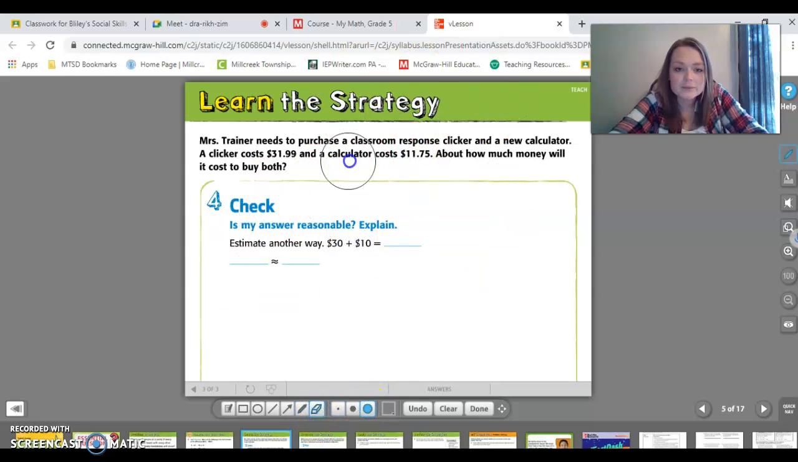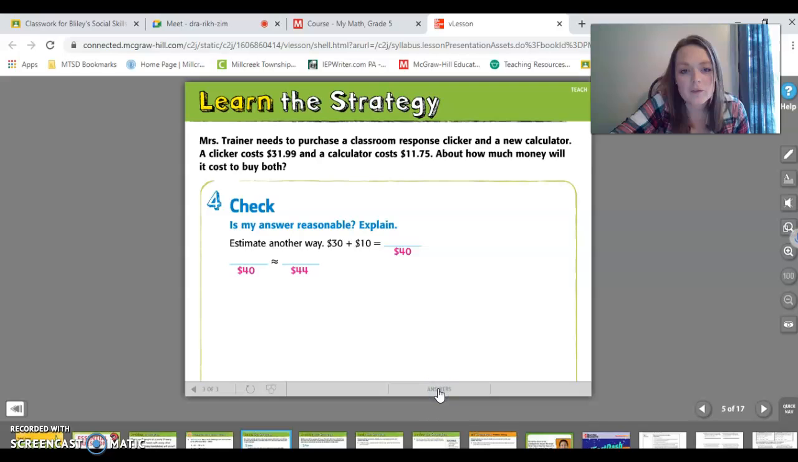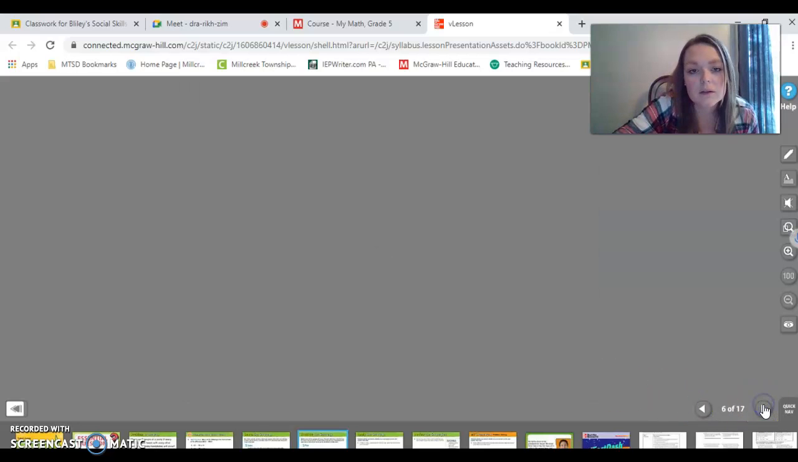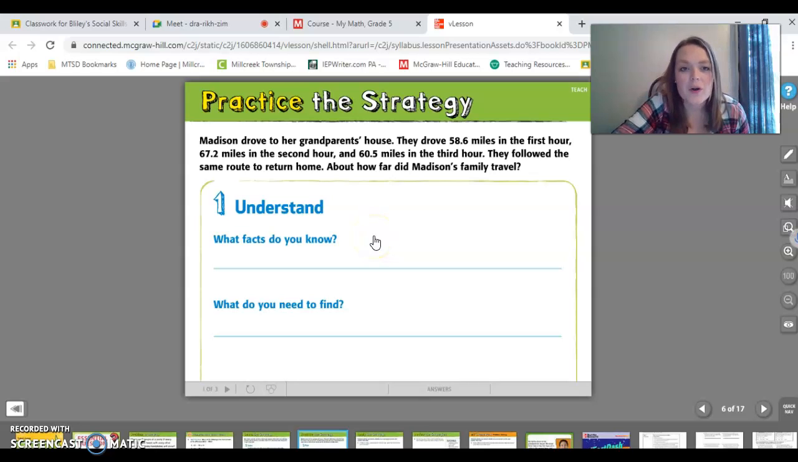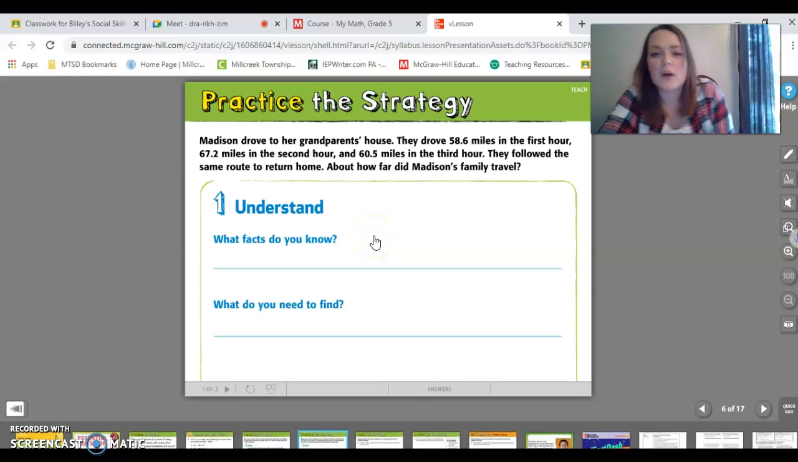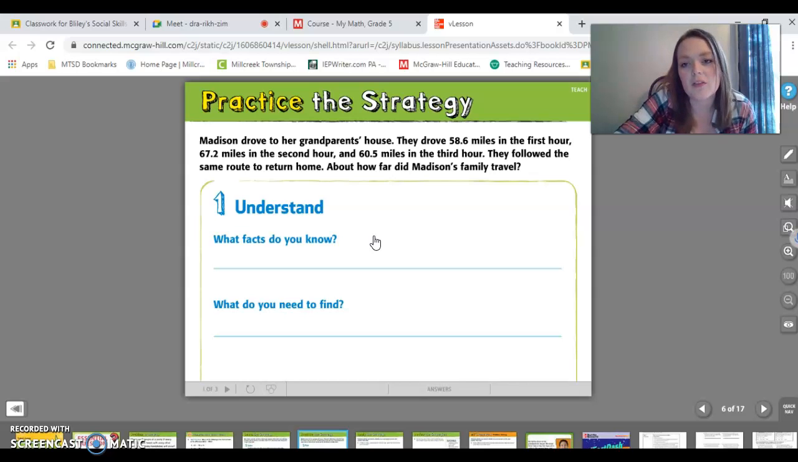Oh, look at that. Okay, so now we're going to check our work. Is it reasonable? $40 is about, or $42 is about equal to $44. We are correct. Okay, here's another problem. Practice the strategy. Madison drove to her grandparents' house. They drove 58.6 miles in the first hour and 67.2 miles in the second hour and 60.5 miles in the third hour. They followed the same route to return home. About how far did Madison travel?